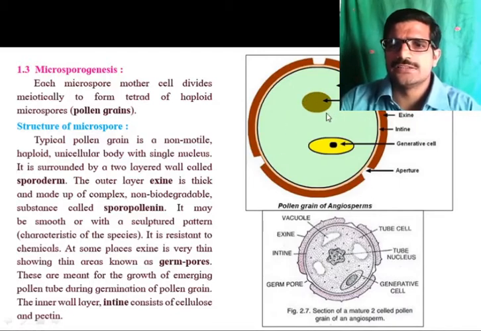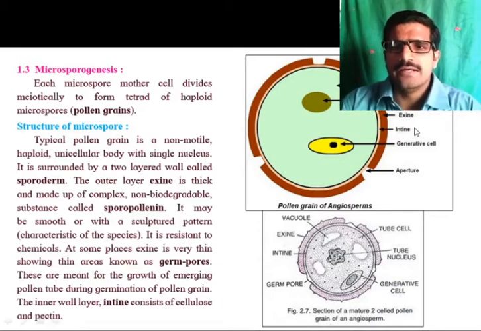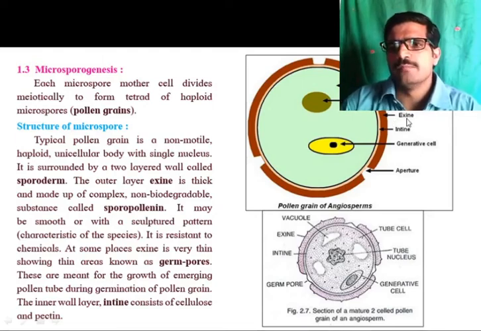Actually this is the 2 cell stage of the pollen grain, but if you observe the single stage, in that only a single nucleus centrally placed is present, and it is surrounded by cell cytoplasm. So this pollen grain has a 2 layered wall called sporoderm. The outer layer of this sporoderm is called exine. Exine is rough in nature and thick walled.